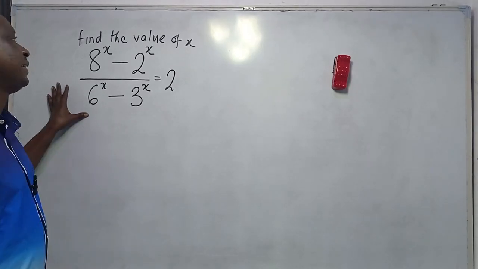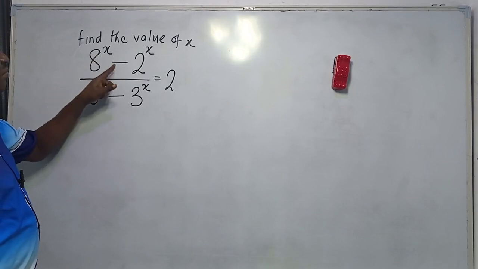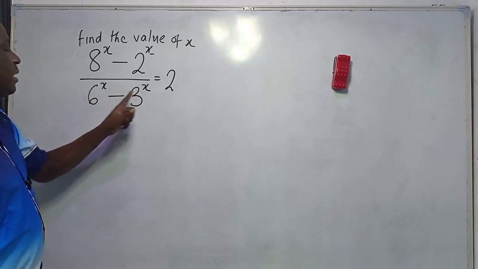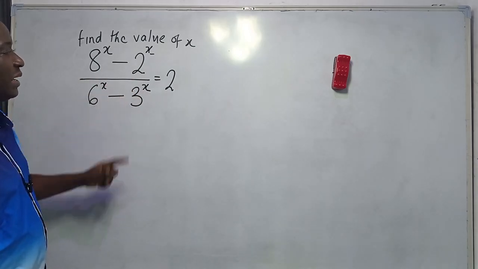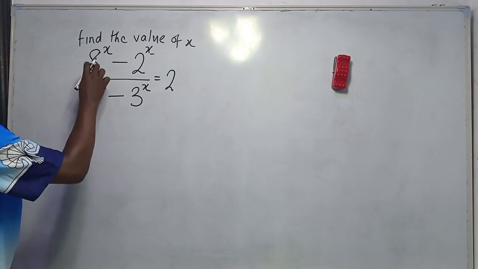Hello guys, we want to find the value of x. This one says: 8 raised to power x minus 2 raised to power x, divided by 6 raised to power x minus 3 raised to power x, equals 2. Find x. What we want to do here is simply what?